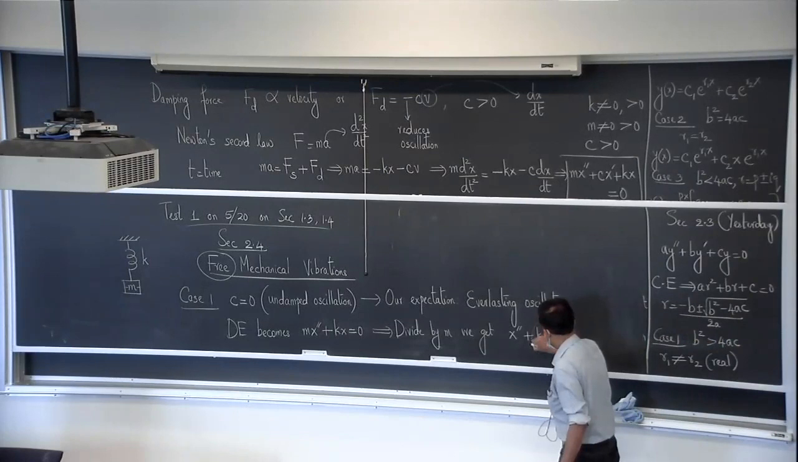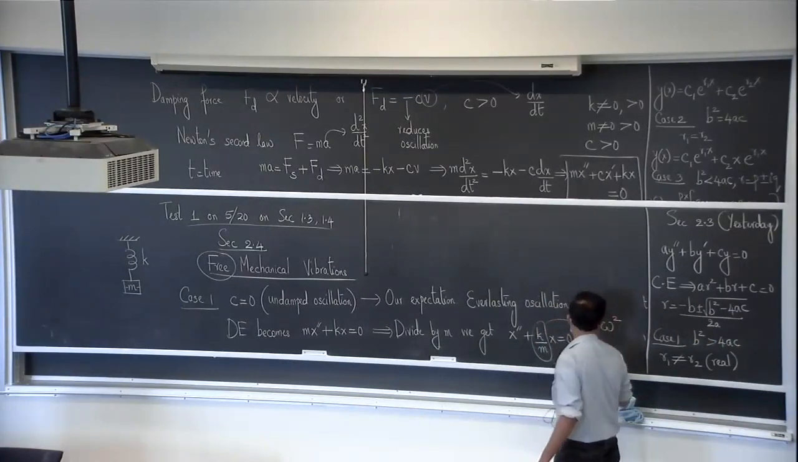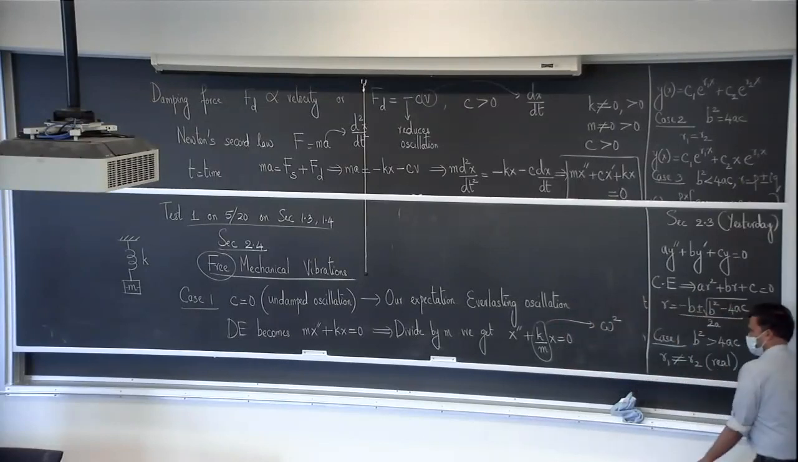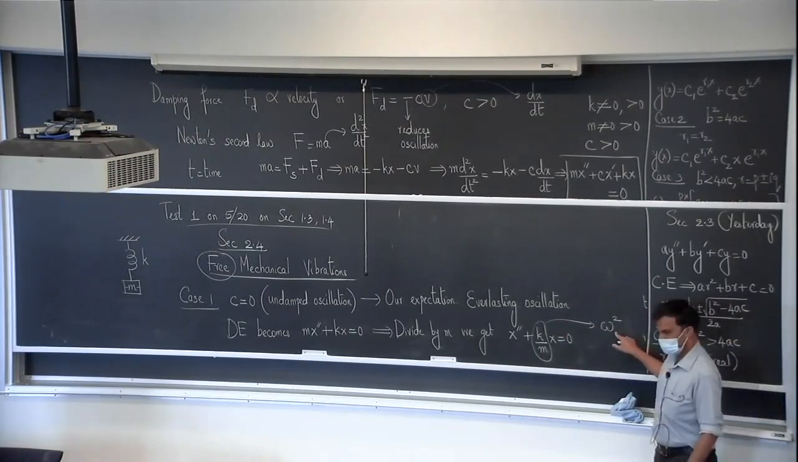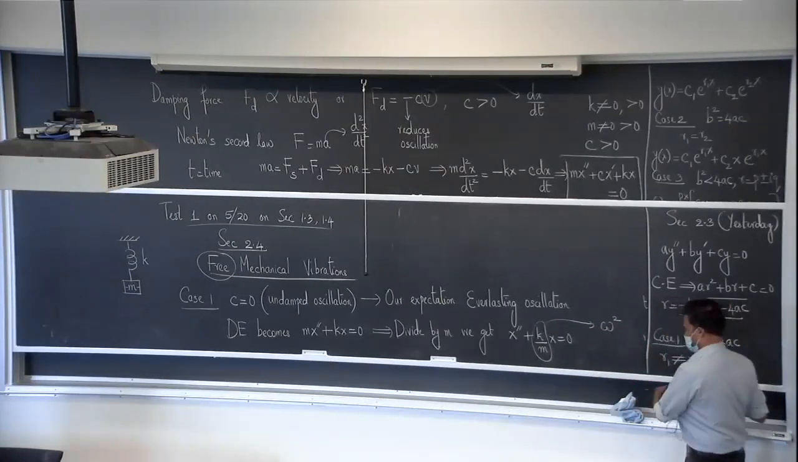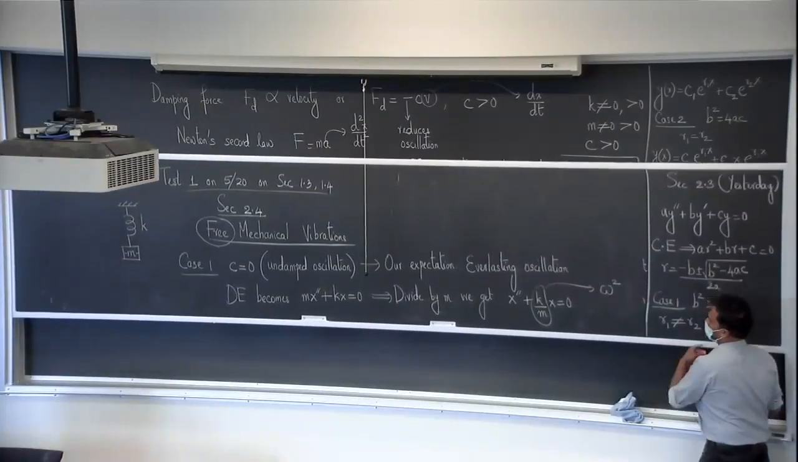Let's call this k over m by the letter omega square. Why is it square? Just for aesthetic reasons. Could call it omega, but then it looks kind of a little clunky. So put it omega square, it looks nicer. Mathematicians care a lot about appearance, so just for that reason, let's call it omega square.